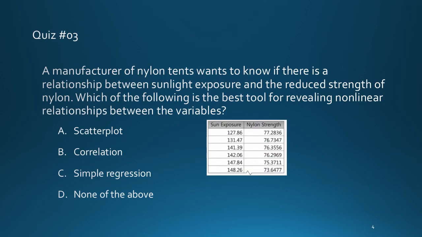Question number three: a manufacturer of nylon tents wants to know if there is a relationship between sunlight exposure and the reduced strength of nylon. So which of the following is the best tool for revealing nonlinear relationships between the variables? Okay, a scatter plot, a correlation, or a simple regression?